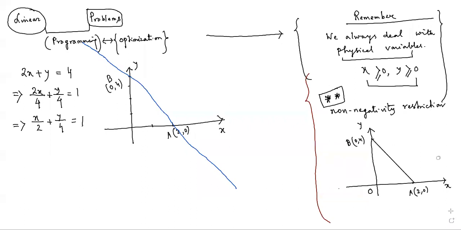First of all, let me ask you, are you familiar with matrix? Yes, you are familiar with matrix. A matrix is an arrangement of rows and columns.